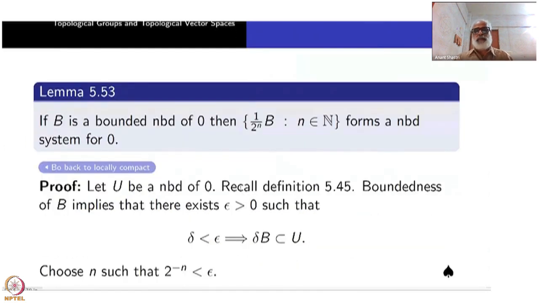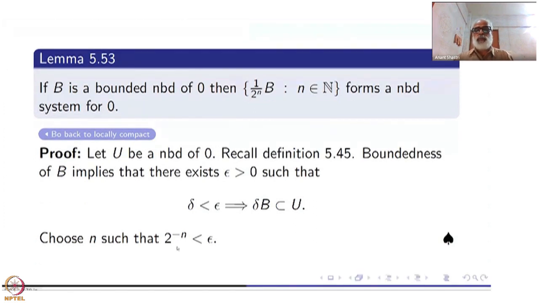Okay, so let U be any neighborhood. Recall, by the definition of boundedness, boundedness of B implies that there is another way of looking at it. Instead of there exists M such that S bigger than M, etc., you can invert the whole thing. There exists epsilon positive such that delta less than epsilon implies delta B is contained inside U. Okay, B contained inside S U, where S is bigger than M, is one definition, equivalent to delta less than epsilon implies delta B is contained inside U. This epsilon can be chosen like this. Once you have that, all that you have to do is take 2 to the power minus n less than epsilon.